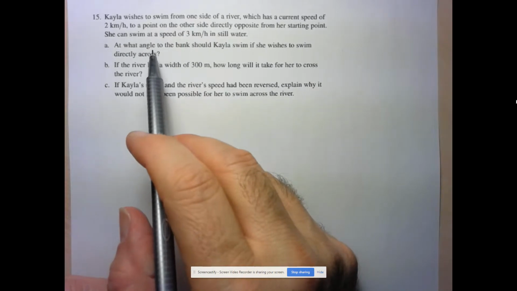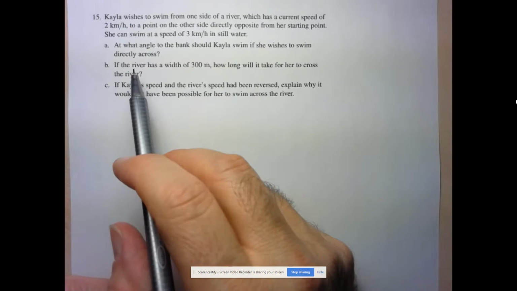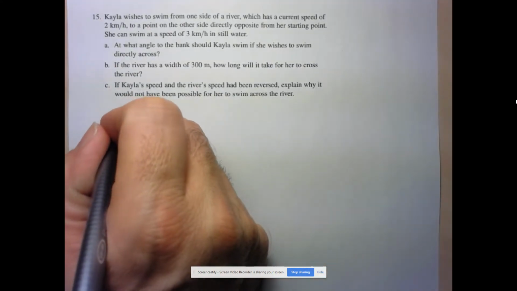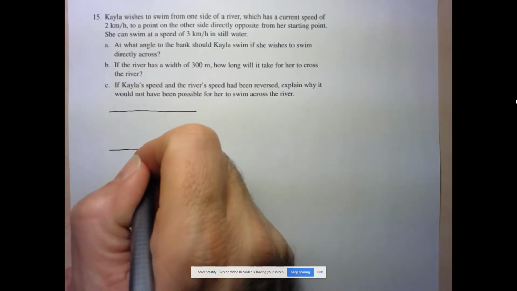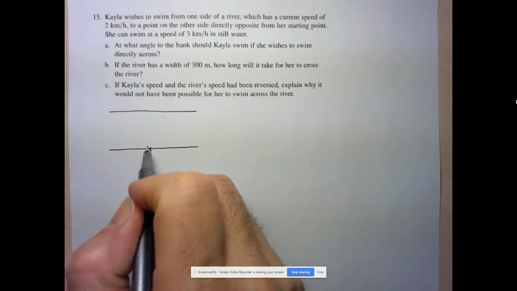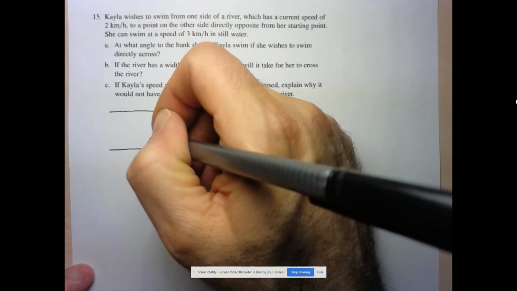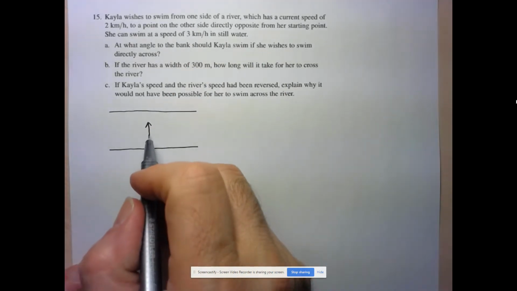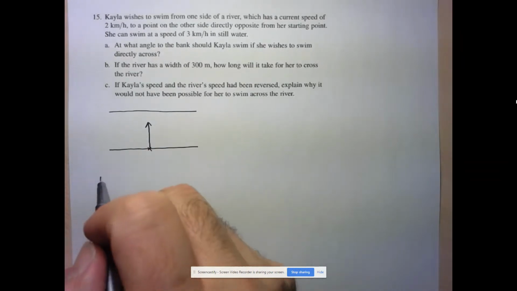Now very carefully here, read that it says to the bank that Kayla should swim in order to go directly across. So I think we have enough information to draw a diagram. We'll draw a river here. Say this is where she's starting, and she wants to swim directly across. So when I draw this vector representing her velocity, this is going to be the resultant velocity, in other words, the ground velocity, because this is where she actually wants to swim toward.